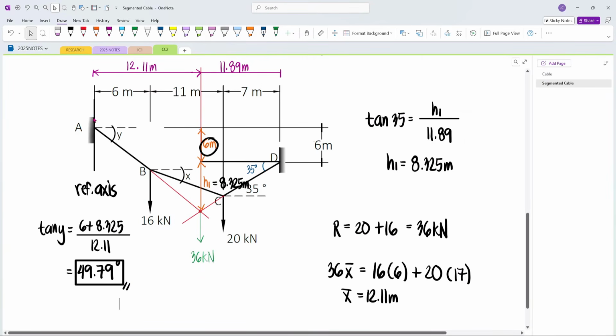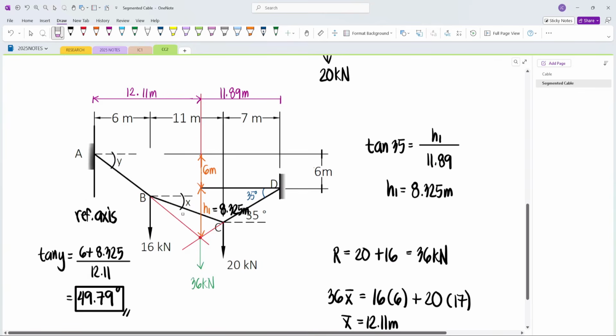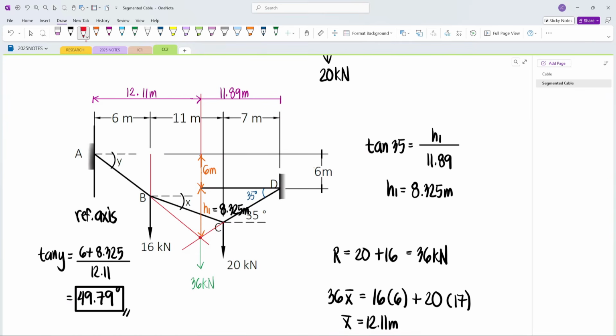Now, sir, paano naman yung angle X? How can we solve it just by using geometry pa rin? Walang equilibrium equations. We can also solve that angle. So, what we will do is, we have to first solve this distance. Project tayo ng line from point B. Vertical line. Then, extend natin to. Ayan. Diba, masosolve natin yung distance na yan using the angle Y that we have obtained. 49.79 degrees. Now, ito yung base niya. Yung base niya is 6 meters. Then, we can solve this height. Sabihin natin, this is H2.